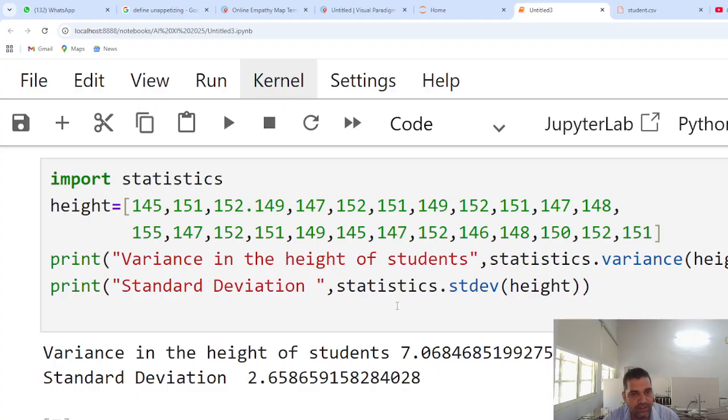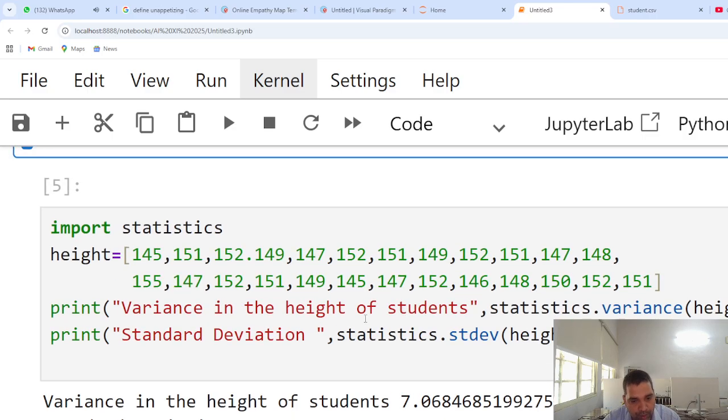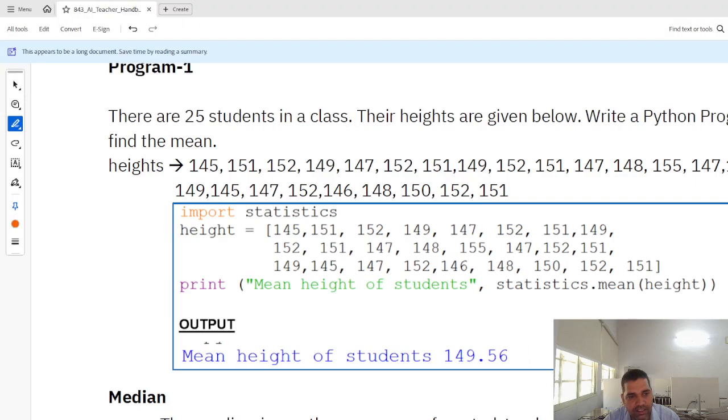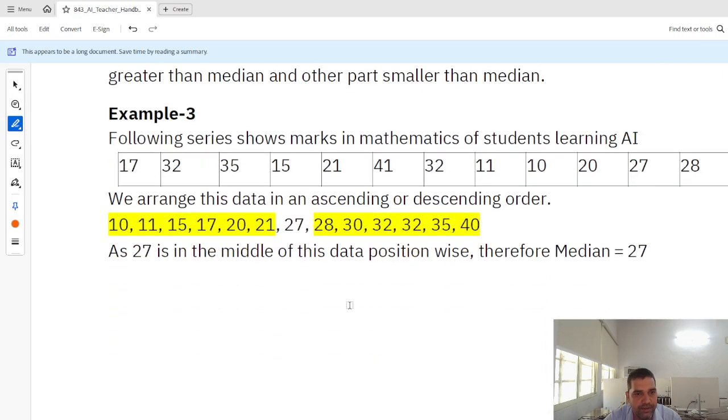Now the variance. Students, I have explained the variance. Let's go back to the PDF and understand what the variance is.